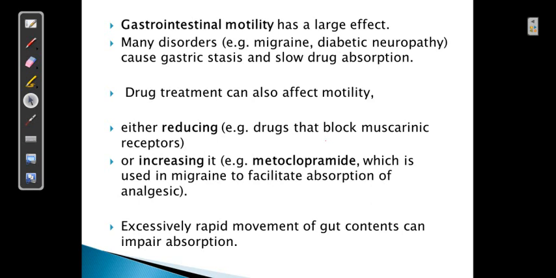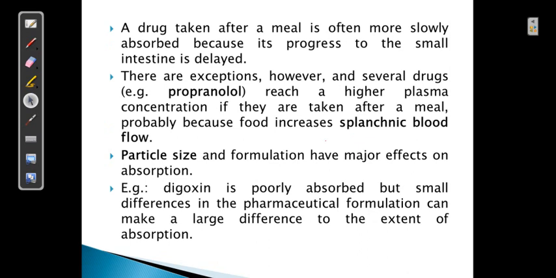Even excessive rapid movement of gut content will impair the absorption, like in the case of diarrhea. Second factor is splanchnic blood flow. Generally, if drug is taken after meal, it will be absorbed slowly because it will slowly progress towards the small intestine. But after meal, splanchnic blood flow is increased, so there will be higher plasma concentration. Example is propranolol.